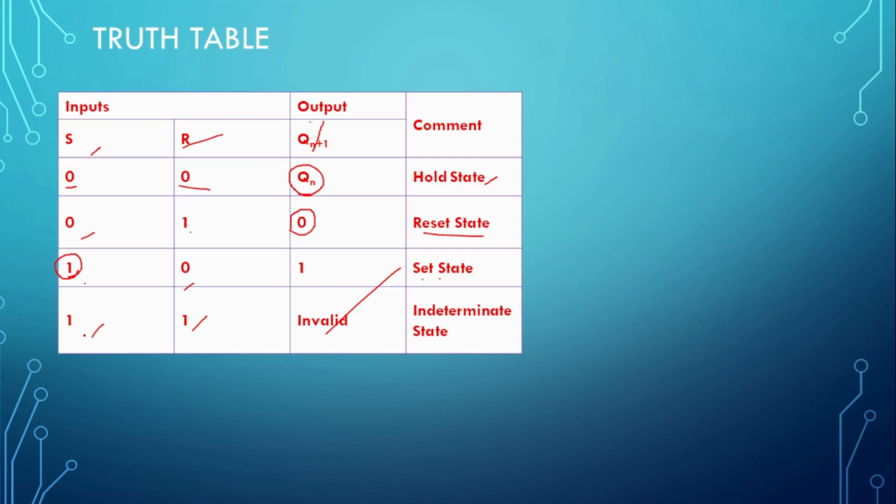If you give both inputs as 1, that is S equal to 1 and R equal to 1, it gives you the indeterminate state. We can't predict the output when both values are given as high. So this state is known as the indeterminate state.